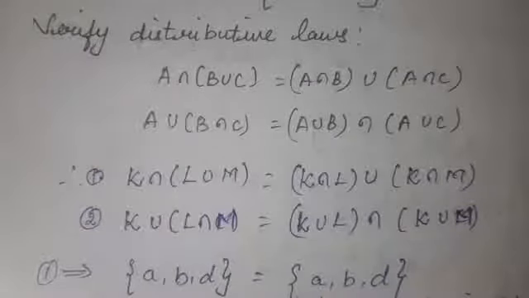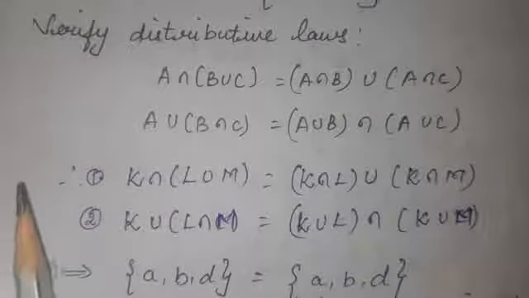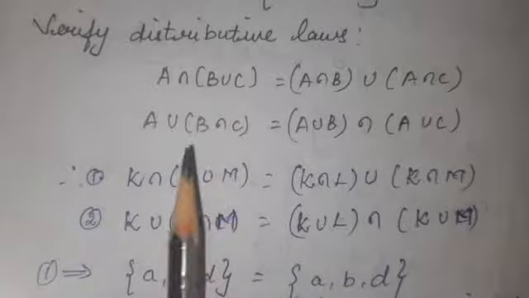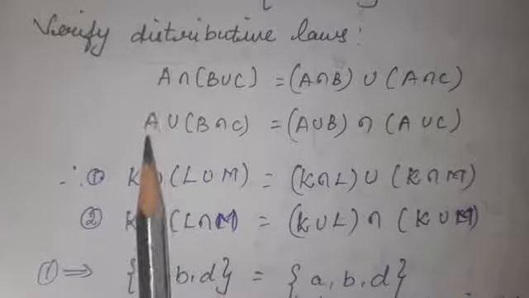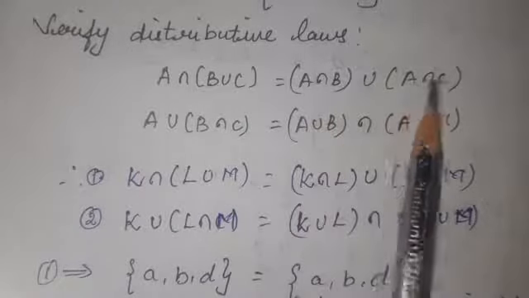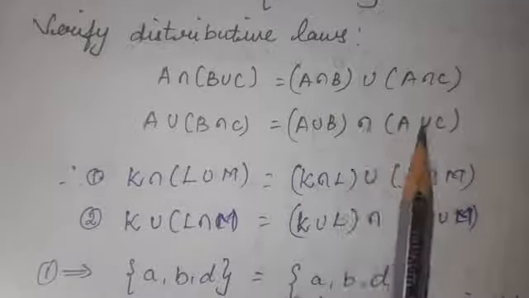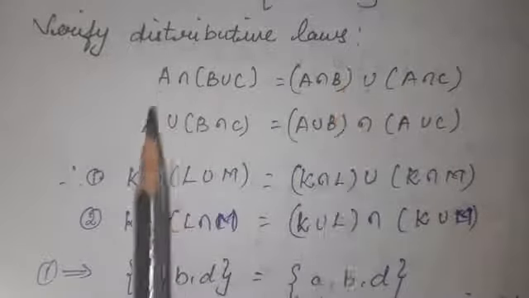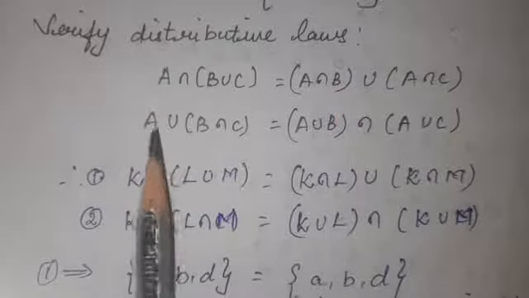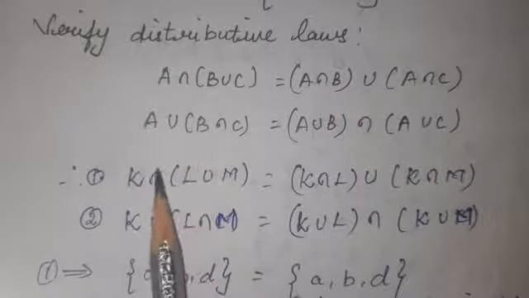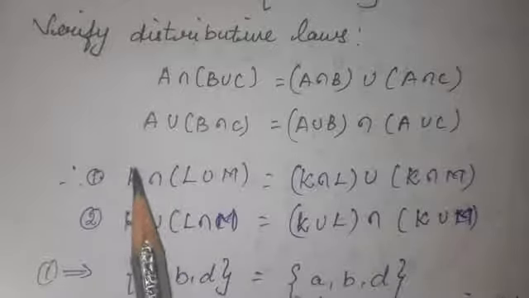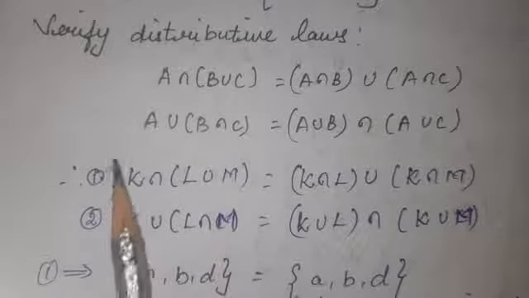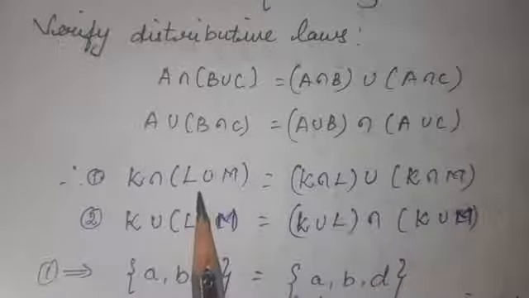In the second question, after the fourth, they are asking to verify distributive laws. The distributive laws I have written here. The first one is intersection over union. The second one is union over intersection. They are asking for distributive laws, which means you should write the two formulas. So I have written this one. In our question, the set names are given as K, L, M. According to that, I am changing these laws.